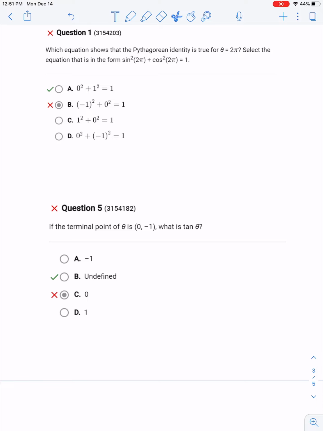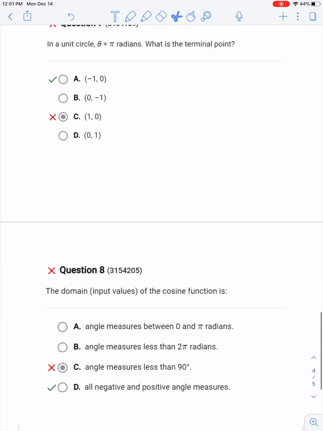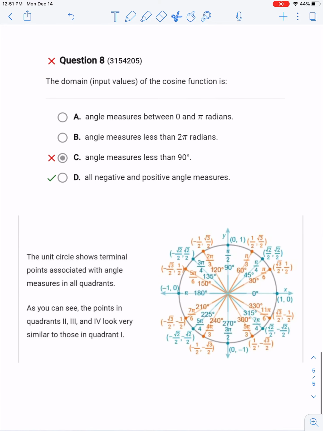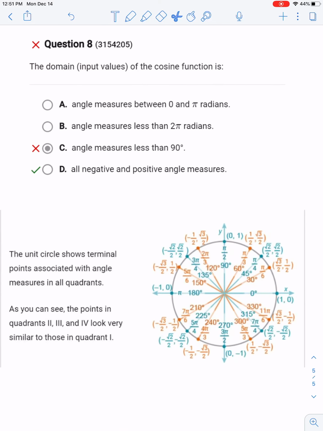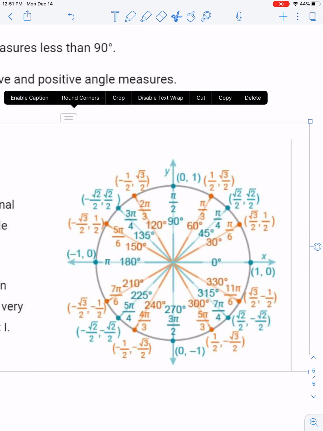So this is for Algebra 2, section 11.3.3. Real quick, before we go over the actual questions, I want to look at this unit circle. There's some explanation of the unit circle that we'll look at in a second. But basically, it gives you the complete unit circle starting at 0 degrees.